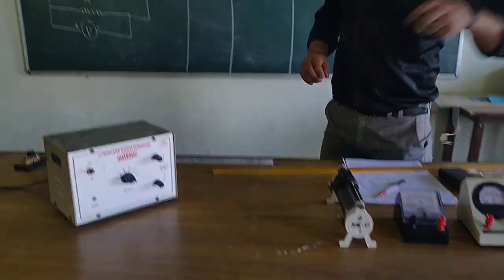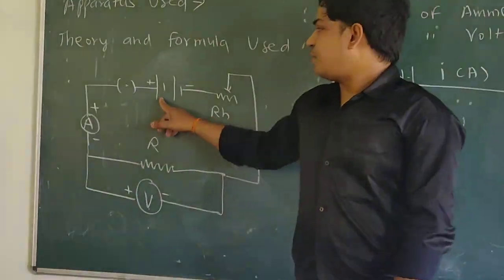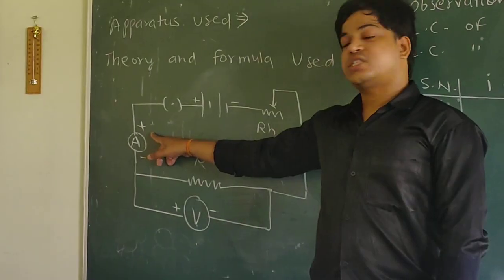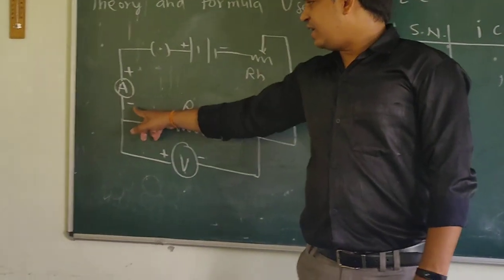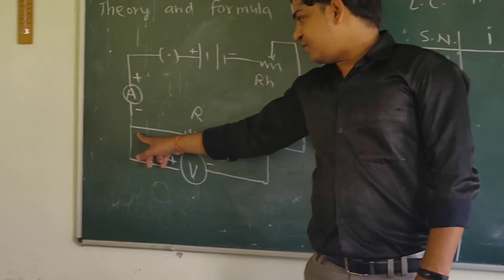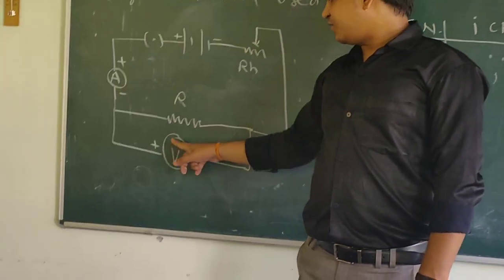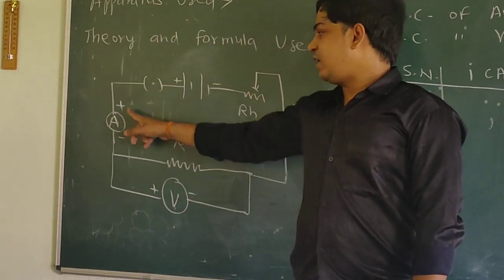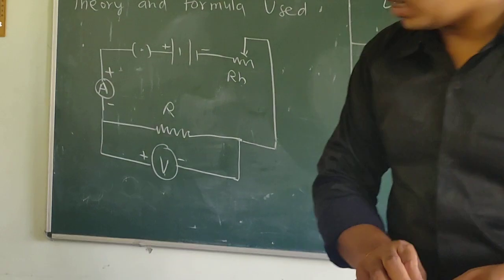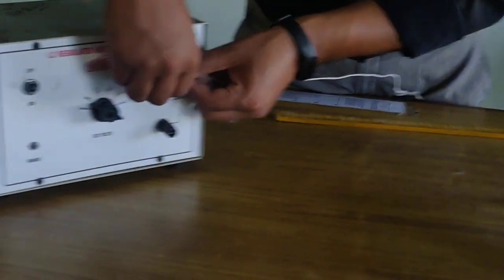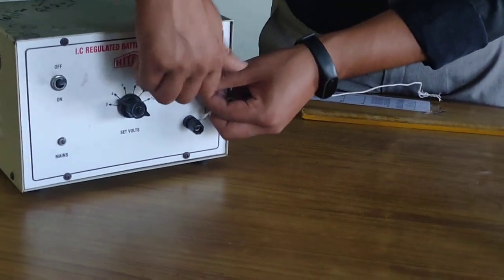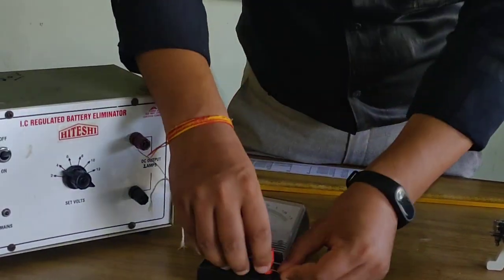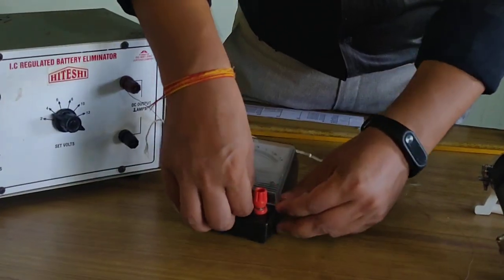See very carefully in the circuit. Our battery already contains the switch, so the positive terminal of the battery is connected with the positive terminal of the ammeter, and the negative terminal of the battery is connected with one end of the resistance wire as well as the positive terminal of the voltmeter. So first, plus of the battery to plus of the voltmeter, sorry, ammeter. So here, the plus terminal of the battery is connected to the positive terminal of the ammeter.